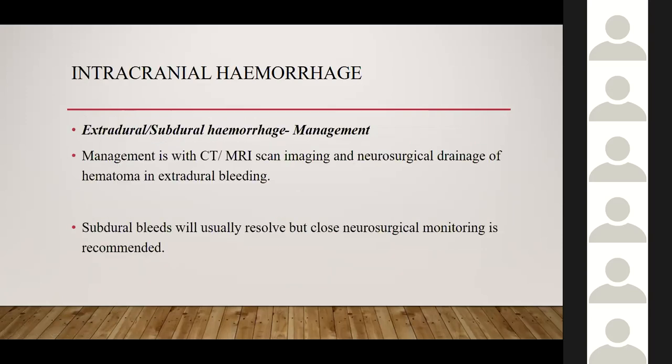Management for that, we need to call the neurosurgeons to come in after you've done your CT scan and your MRI. So stroke is quite a big topic. This is even a simplified form so that you can appreciate and understand and apply what you learned.